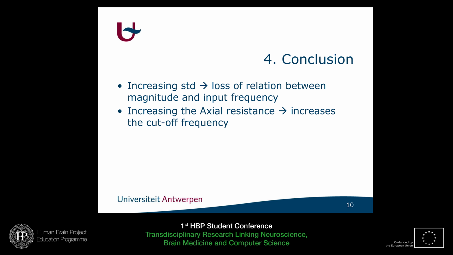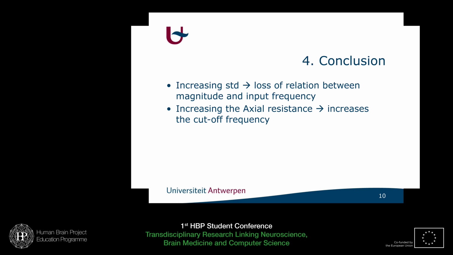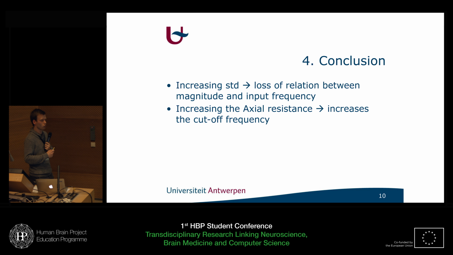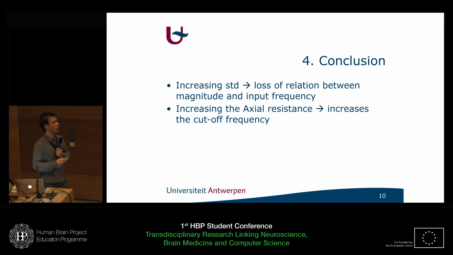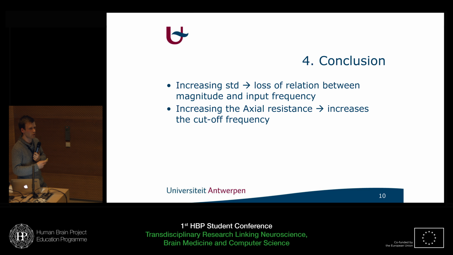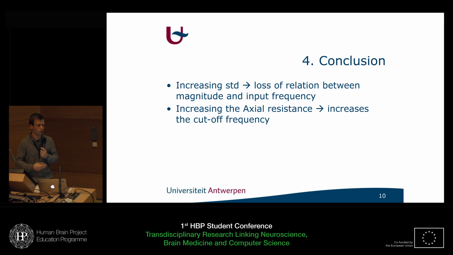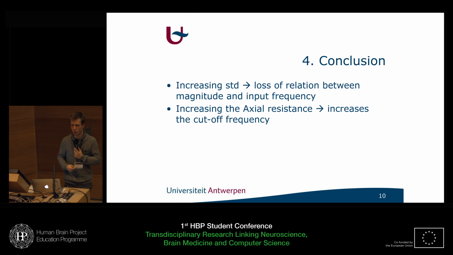And so to conclude, the first point I didn't talk about, but it's logical and it's not even worth mentioning actually. But if you increase the standard deviation of the noise of this Ornstein-Uhlenbeck process, you actually lose the relationship between the input frequency and this magnitude. You no longer have a cutoff frequency, you more or less have a noisy flat line, which is normal. I mean, if your noise is so big that your input just doesn't have a sine anymore, then your neuron won't have a sine either. And the last thing we just talked about, so I don't have to repeat that.